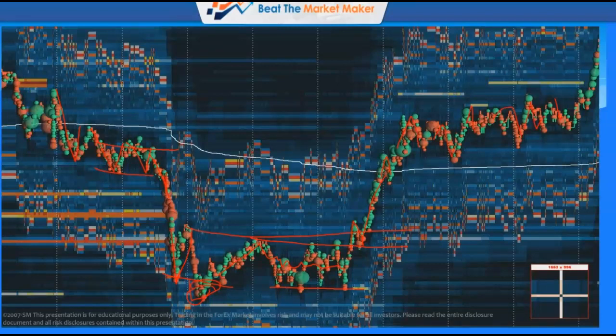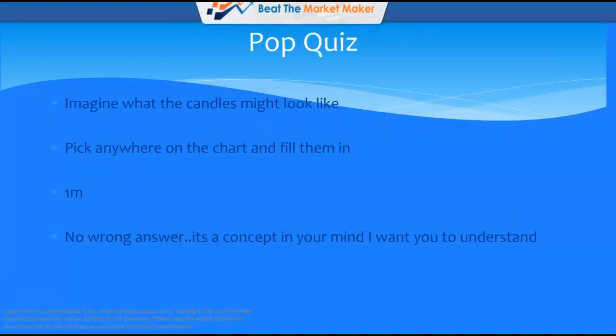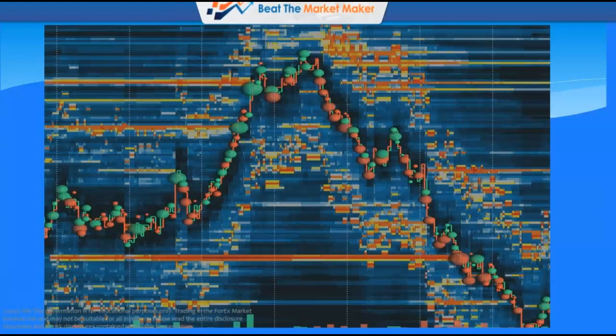Okay, now, in your mind, imagine what the candle overlays look like and draw them in for me. Pick anywhere on the chart, fill them in. There's no wrong answer. I want you to conceptualize this in your head. What's going on inside the candles on a micro level now? Okay, we're looking at macro, intraday, and now we're looking at micro stuff. Okay, you ready? Draw it in. I'll be quiet for a minute.